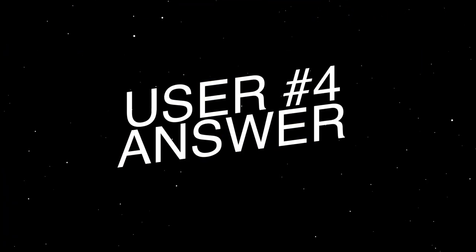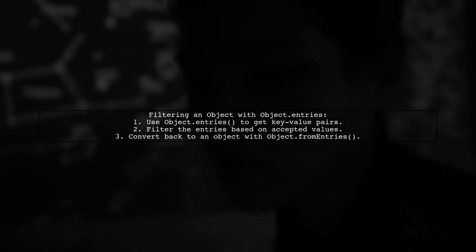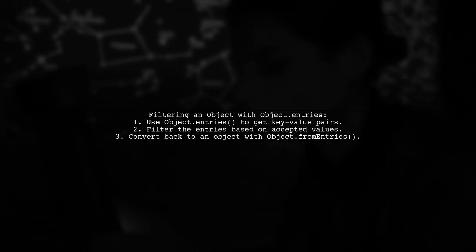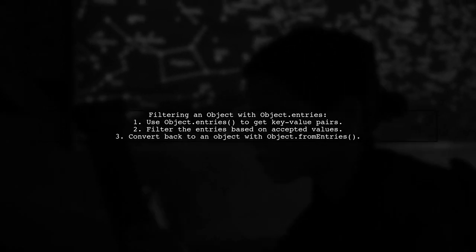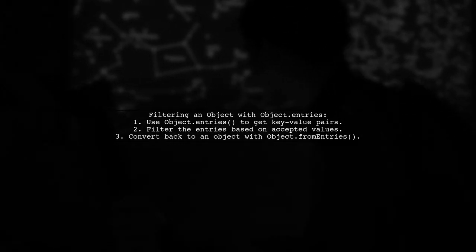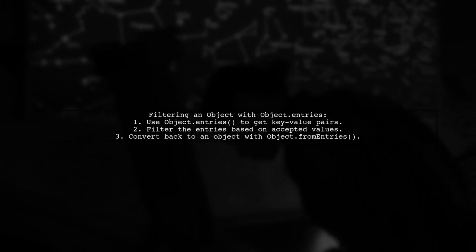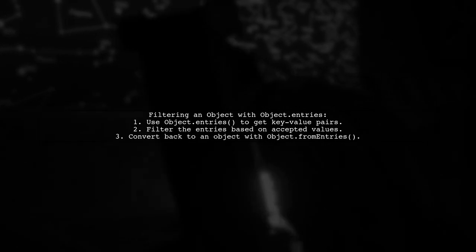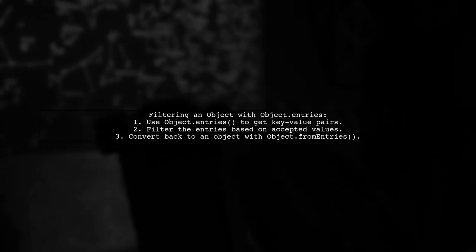Let's now look at another user-suggested answer. To filter an object by its values in ES6, you can use Object.entries. This method is slower than Object.keys, but it offers better readability and flexibility for filtering.